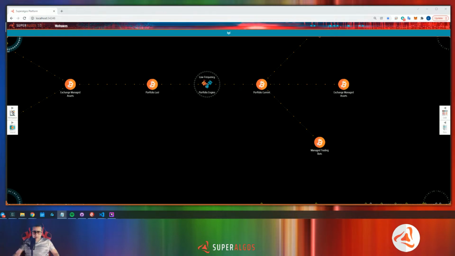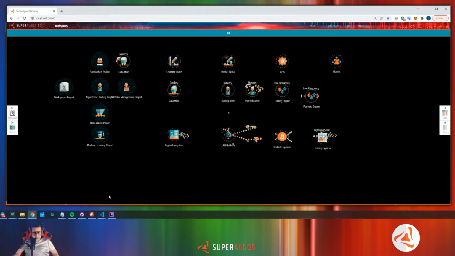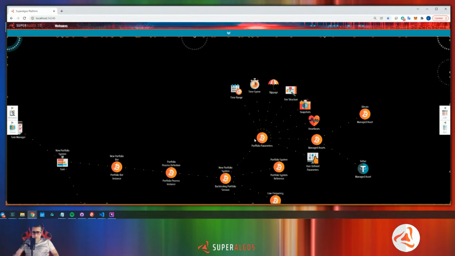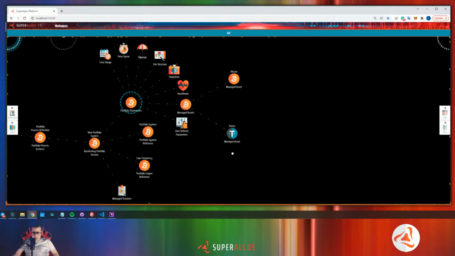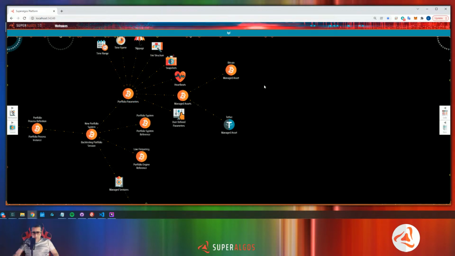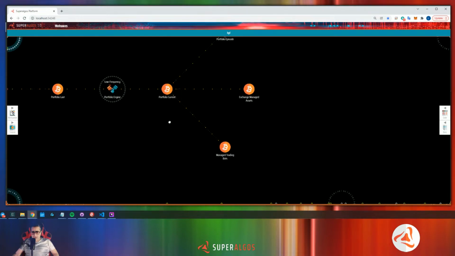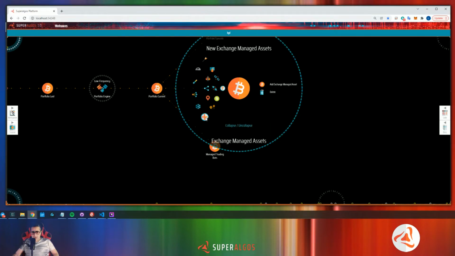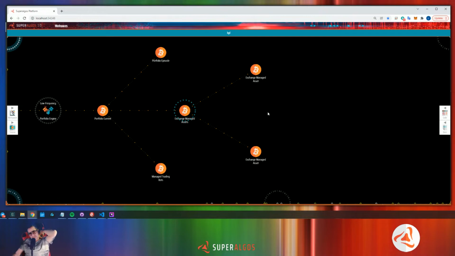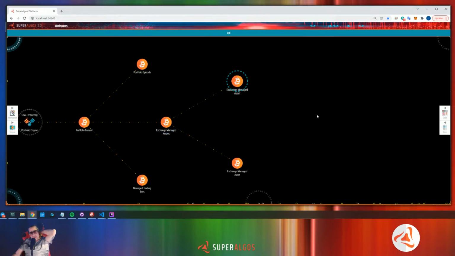Another thing we need to implement is this. We have manage asset here. Okay. And we need, at the trading engine, at the portfolio engine, to have manage assets also here in this sense, manage assets.